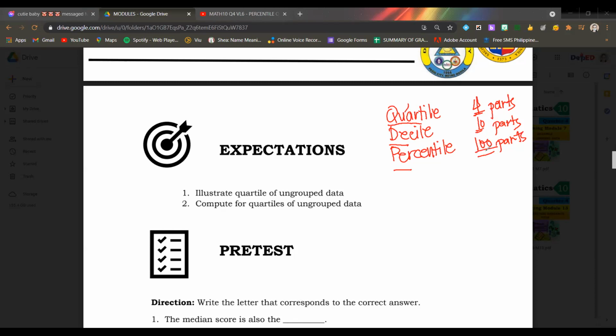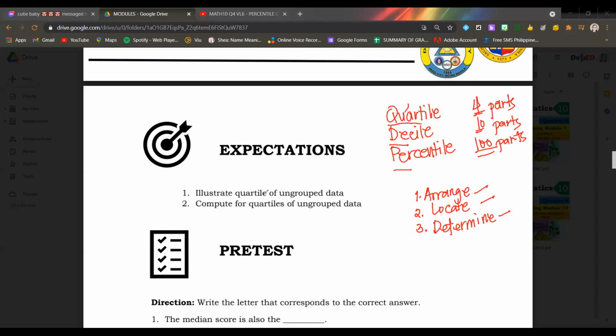So ano yung kinalaman niya kay median? Because the same process is used in solving for quartile, decile, and percentile. So una, ganun din, you have to arrange the data. Pangalawa, you have to locate. And then pangatlo, you have to determine. Pero, hindi ibig sabihin parehong-pareho, no? Of course, this is quartile, this is decile, this is percentile. So, ibig sabihin may mga naiibang part, pero the process is the same.